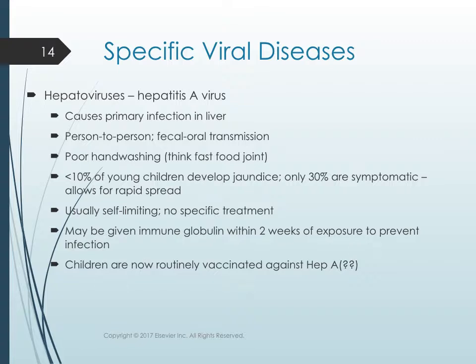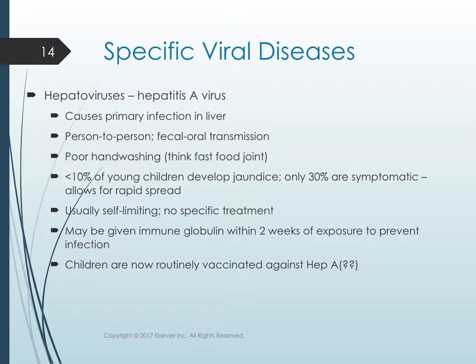The hepatoviruses, again, Hep A, Hep B, Hep C. Hep A virus causes a primary infection in the liver. Hep A is generally transmitted by the fecal oral route. Poor hand washing after using the bathroom. Think fast food joint. You occasionally hear on the news that there's an outbreak of Hep A at the local, I don't know, Burger King, Taco Bell.